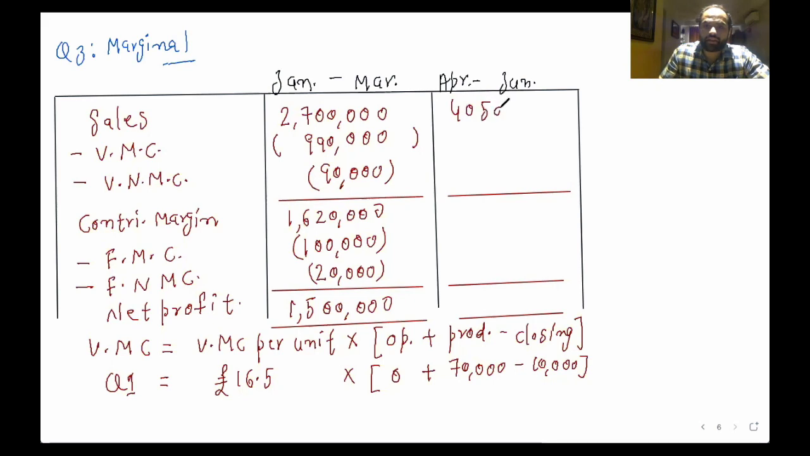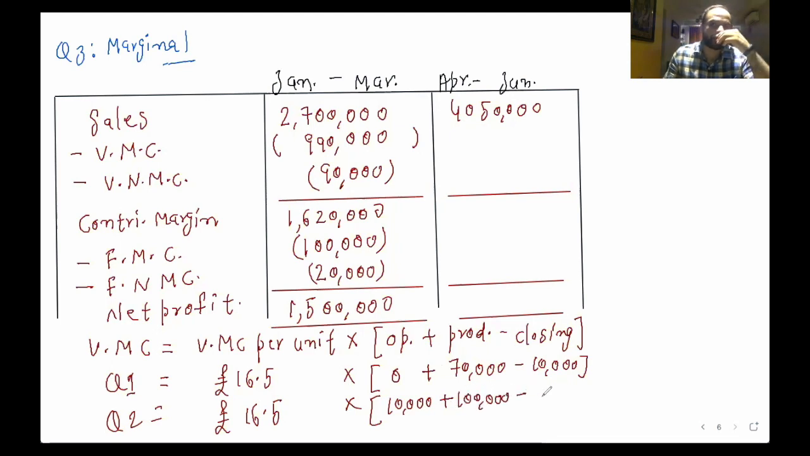$4,050,000. Minus variable manufacturing cost. How much is variable manufacturing cost for quarter 2, which is 16.5, the same. Multiply by opening. How much is opening for quarter 2? 10,000, yes. Plus production, how many we produced? Production is 100,000. Right? Less closing, how much is closing?